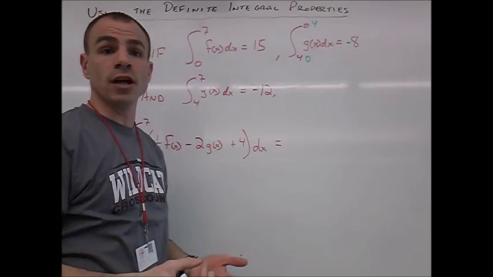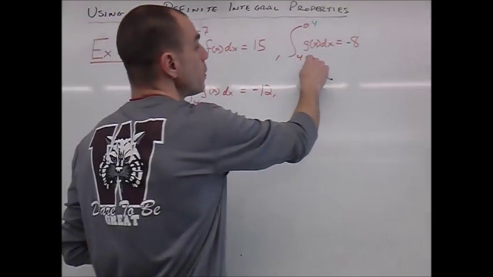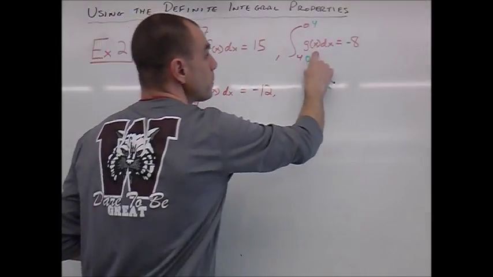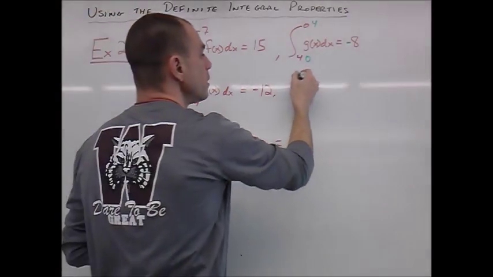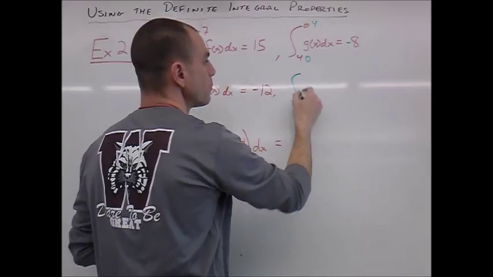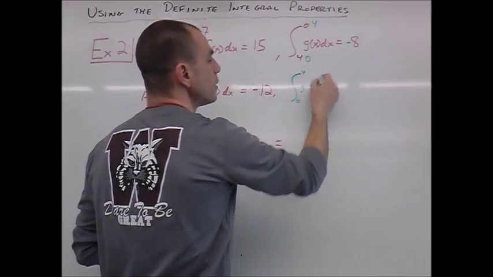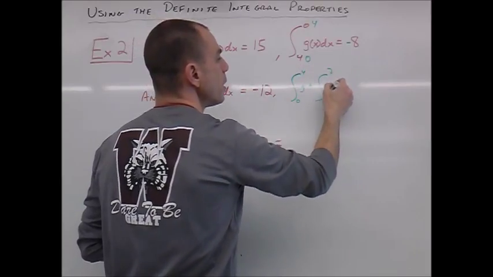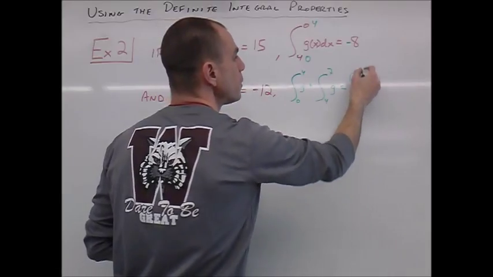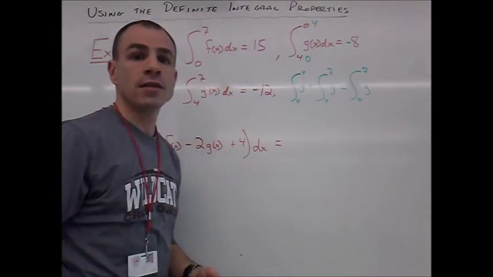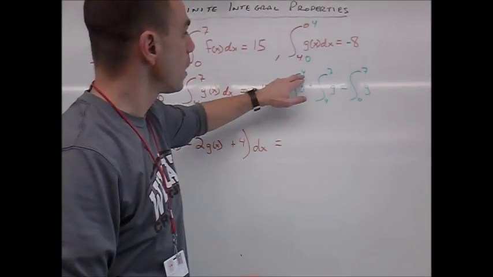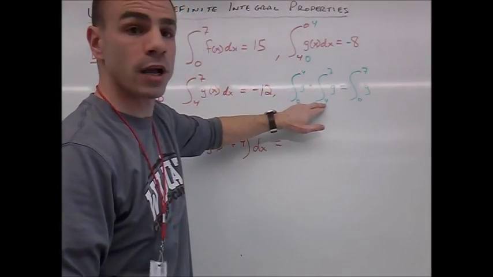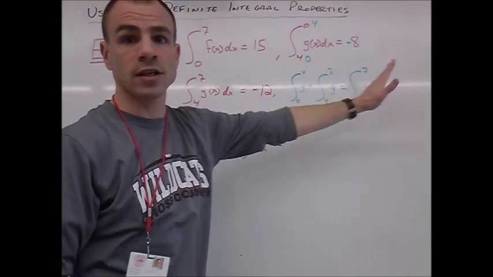Now we can use another one of our properties, which is that if we have from 0 to 4 of g, and then we have the integral from 4 to 7 of g, we can actually put those together. The integral, I'm going to do the shorthand, the integral from 0 to 4 of g plus the integral from 4 to 7 of g is equal to the integral from 0 to 7 of g. A whole is equal to the sum of its parts. Because we leave off at 4 and then pick up at 4, this is nice and continuous.